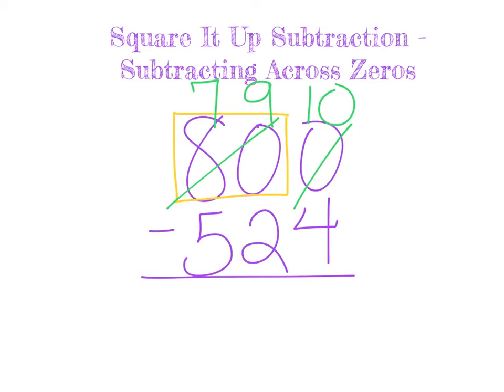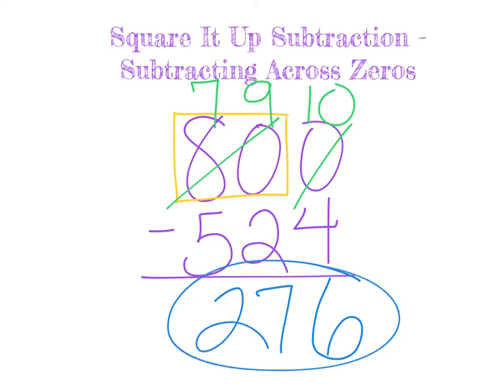We always start with the ones place. So what is 10 minus 4? Good. 6. What is 9 minus 2? 7. And 7 minus 5? 2. Good job. 276 is the difference between 800 and 524. So I found my answer.